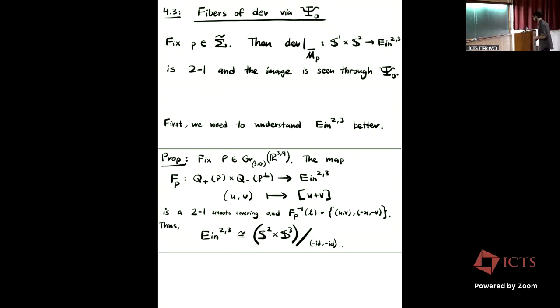Okay, so as a consequence, you see that the Einstein 2,3 universe is diffeomorphic to this product of spheres, but we have to quotient by the antipodal map.